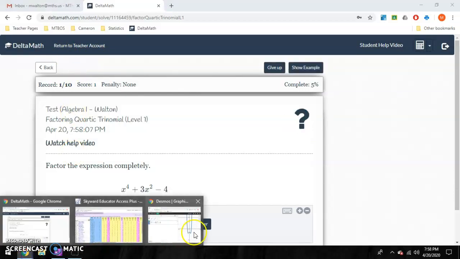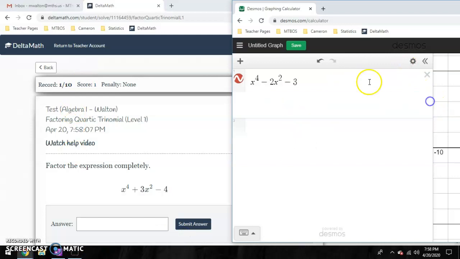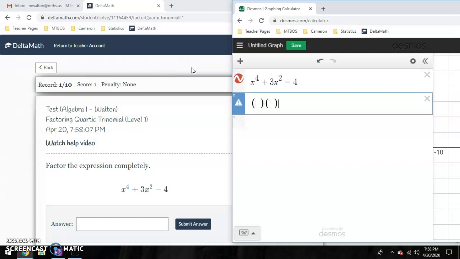All right, let's do another one. All right, so here we go. We have x to the fourth plus 3x squared minus 4. All right, same thing. Looking at this one, we do not have anything that I could pull out, no GCF. Only difference is I have x to the fourth. So x to the fourth breaks up into x squared and x squared.